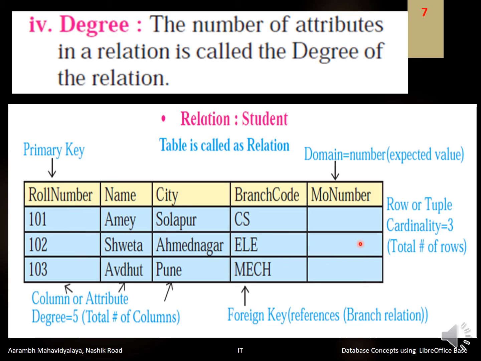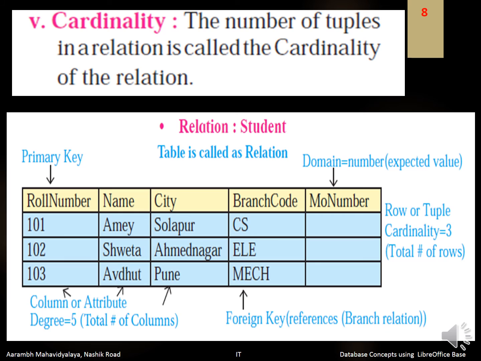Here you can see 5 attributes, therefore here degree is 5. It's a simple one. And the last thing is the cardinality. The number of tuples in a relation is called the cardinality of the relation. That means how many tuples are there in your table, that total quantity of tuples indicates the cardinality. Here only 3 tuples are given, therefore cardinality is 3. It will change when you enter some more records within this table.